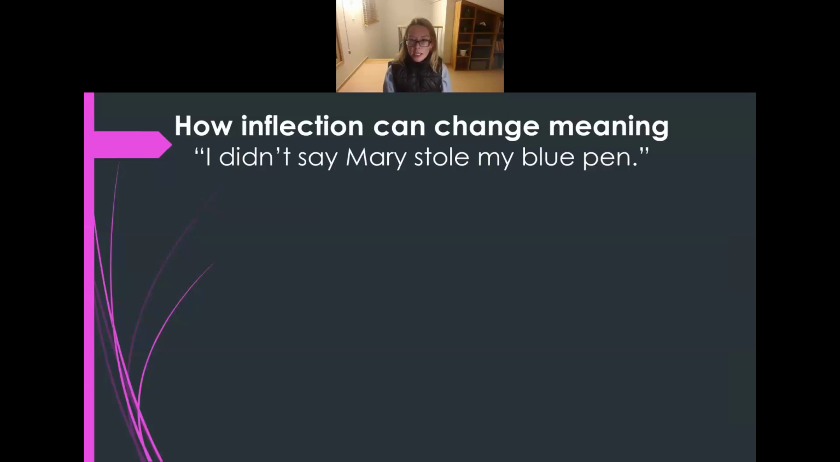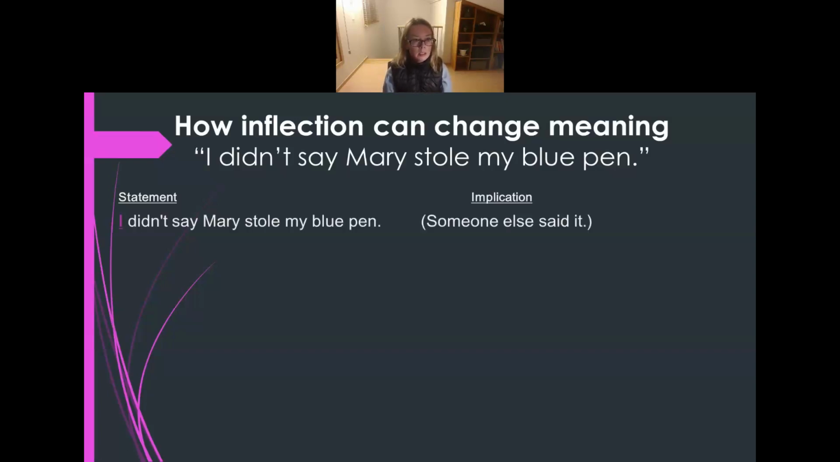Okay, I'll show you guys some examples of how it can change meanings. So you have your statement, "I didn't say Mary stole my blue pen," and then I will show you guys the implication, by stressing different words, how it changes the meaning. Okay, so: "I didn't say Mary stole my blue pen." And the implication there with the emphasis on "I" is that someone else said it.